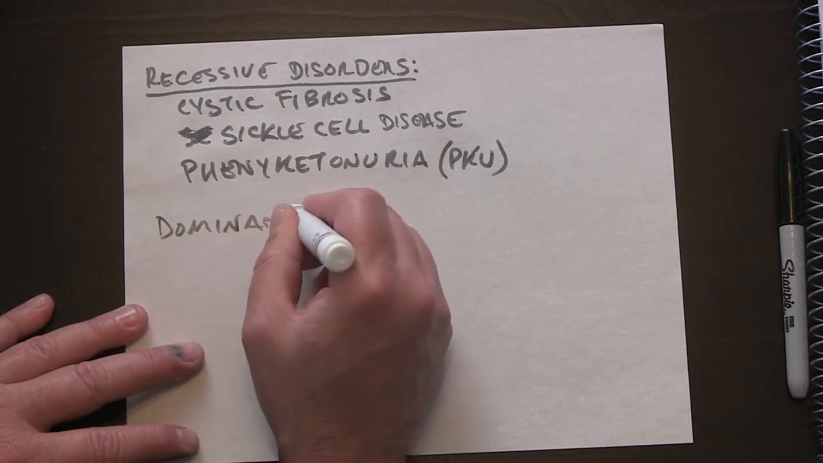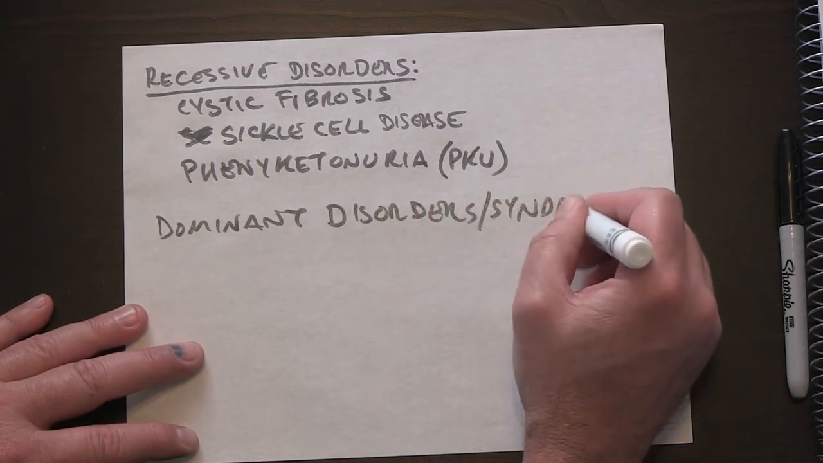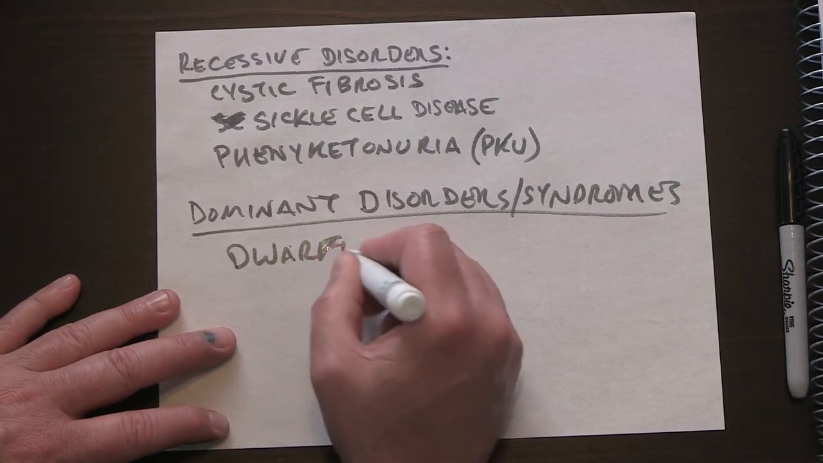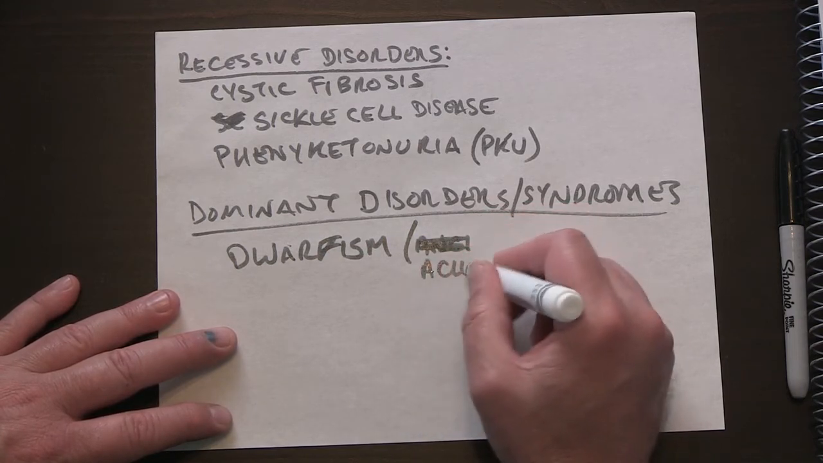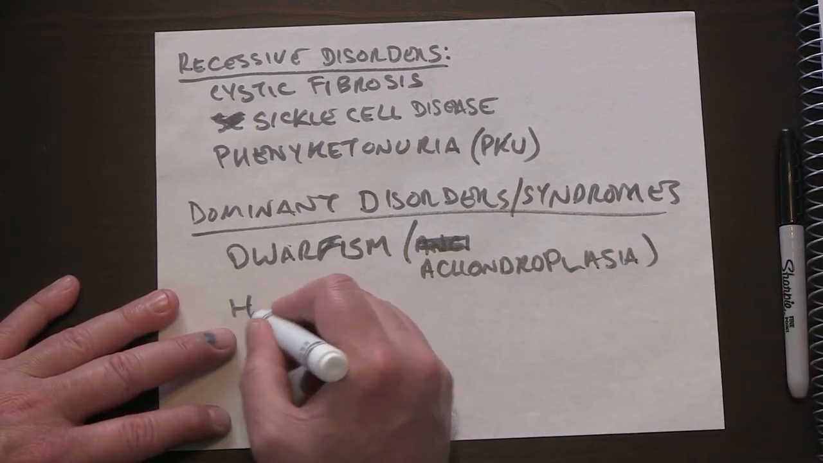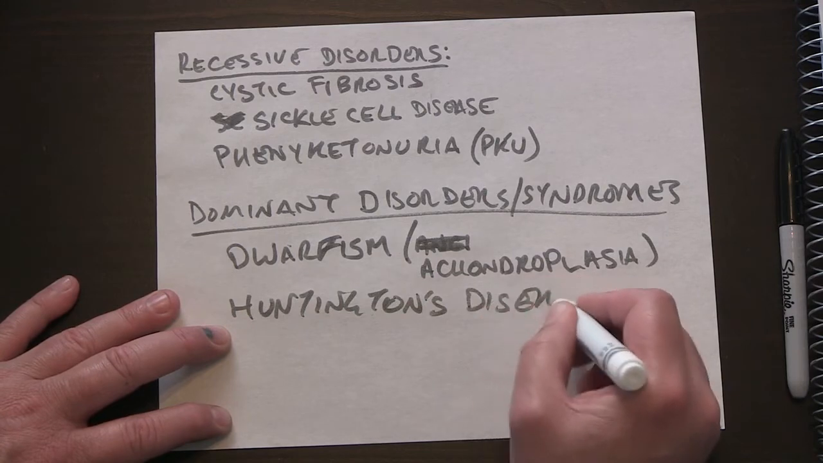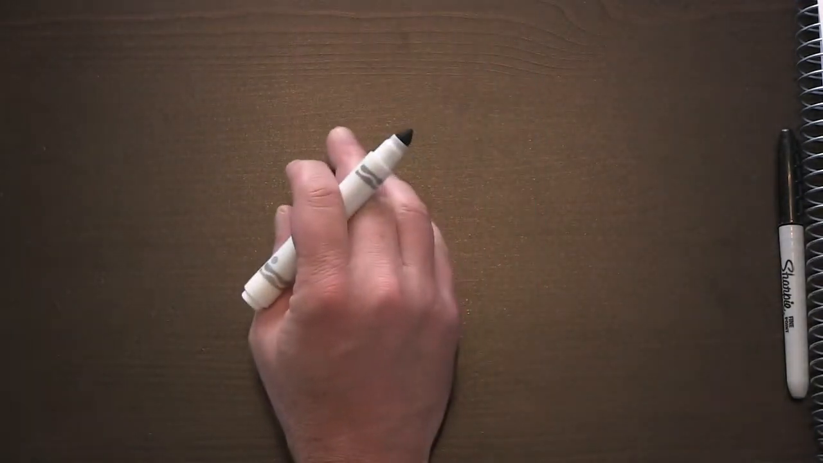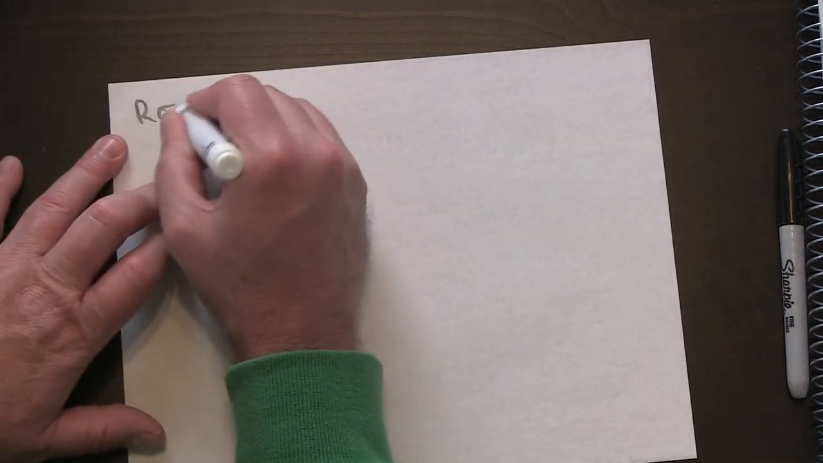There are some more dominant disorders, I guess, syndromes. This includes dwarfism, more sciencey, achondroplasia is the sciencey term for that. And then one you may have heard of called Huntington's disease. Okay, so real life medical issues. So let's just say here, recessive disorders.